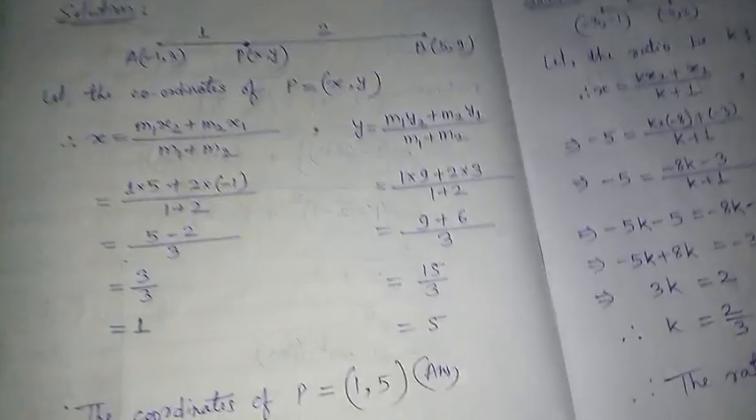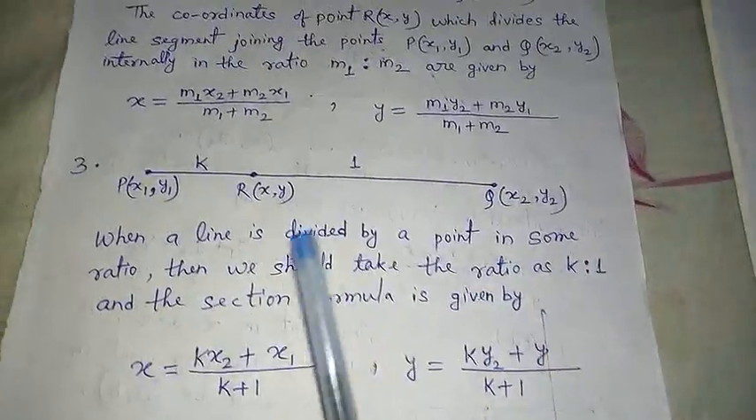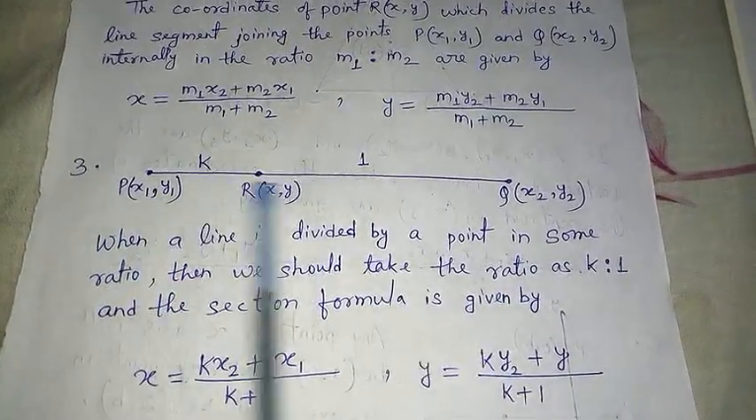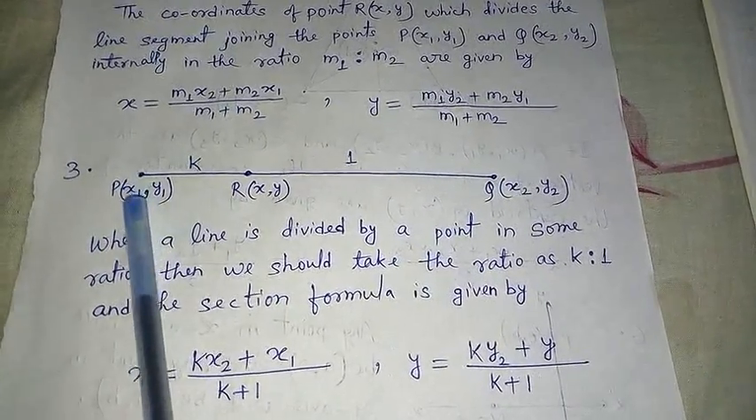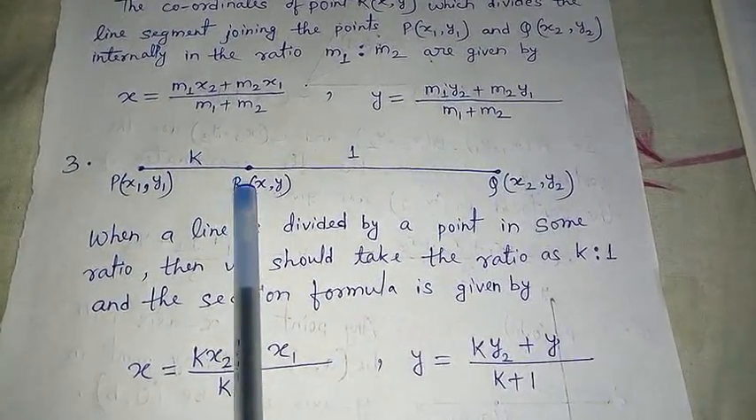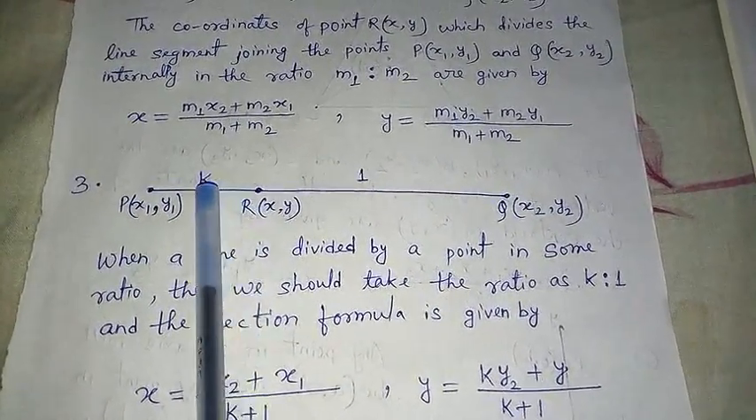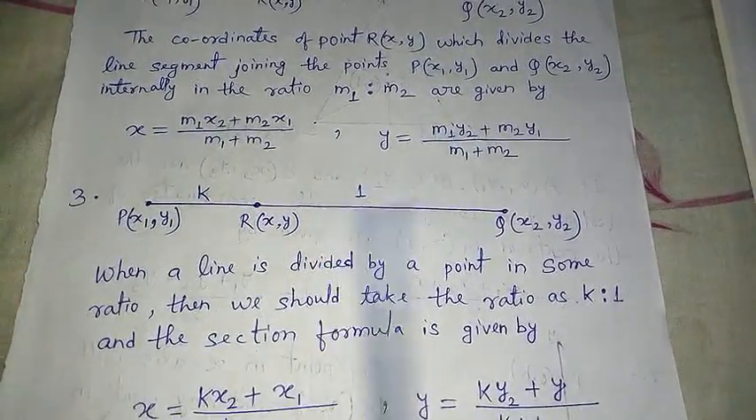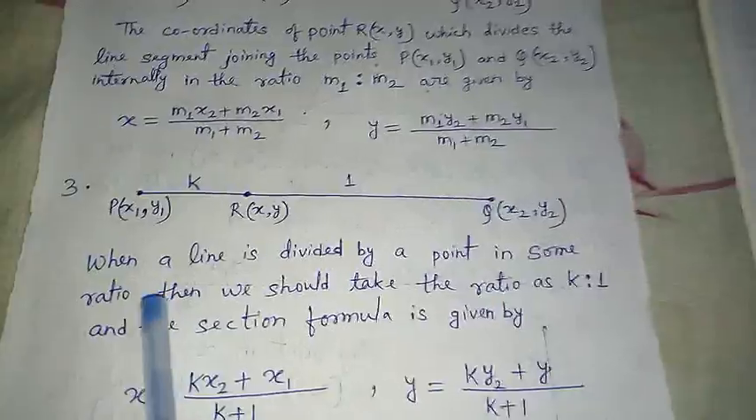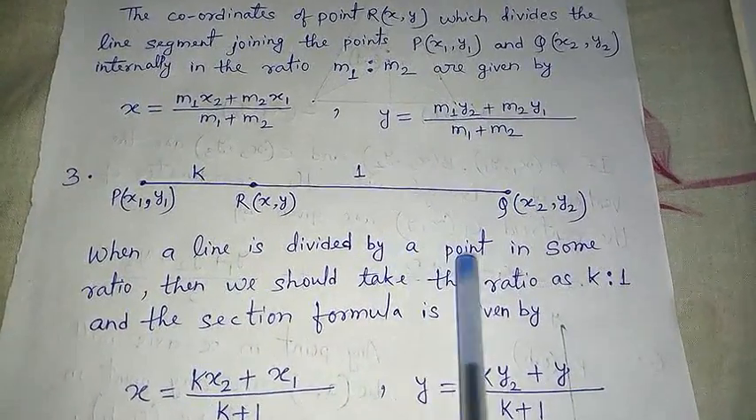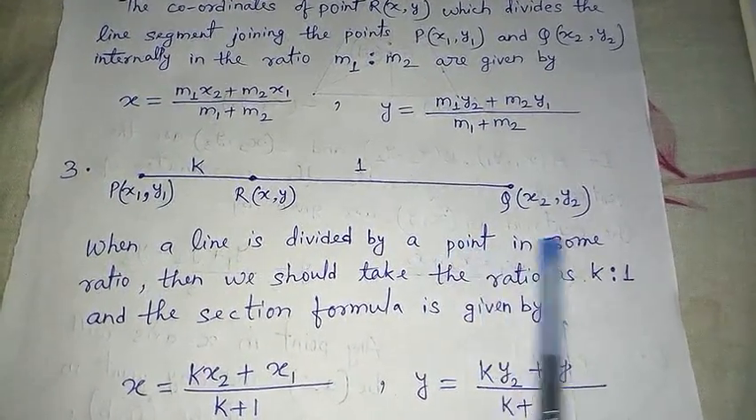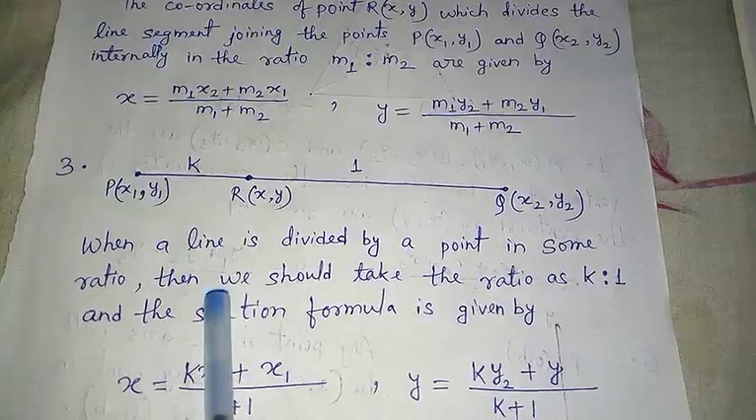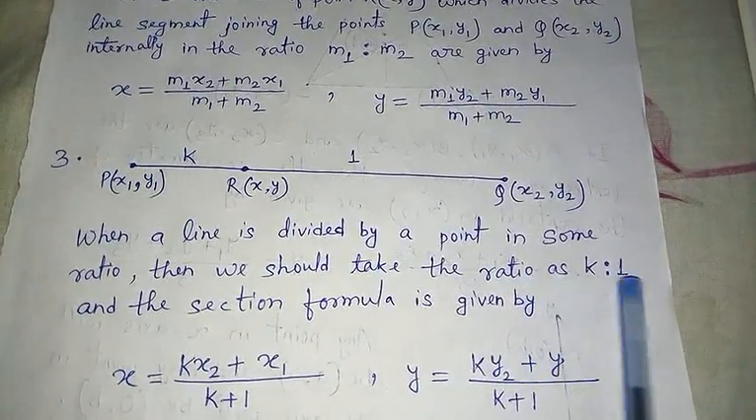So one more formula I will explain, and then one more example, then I will end today's video. Suppose, same thing, line PQ is divided by point R, but the ratio is k is to 1. Now you will be saying, why the same thing, why is it written in this way? Then I will say, when a line is divided by a point in some ratio, then we should take the ratio as k is to 1.